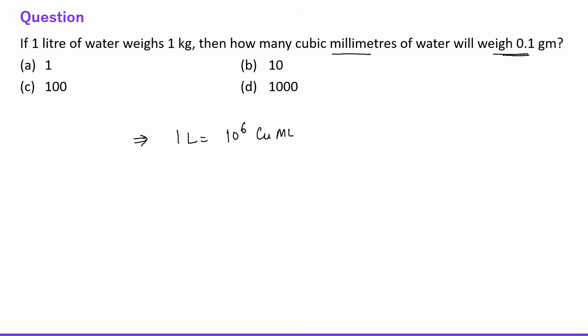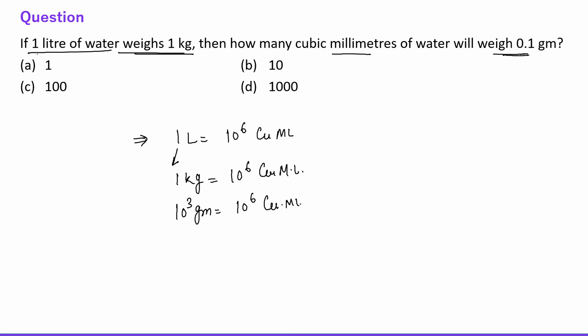After that, the question says it is given that 1 liter weighs 1 kg. So we can replace this value as 1 kg. So 1 kg is equal to 10 raised to the power 6 cubic milliliter. After that, what? 1 kg is 10 raised to the power 3 grams. So this is 10 raised to the power 3 cubic milliliter. So 1 gram is equal to 10 raised to the power 3 cubic milliliter.